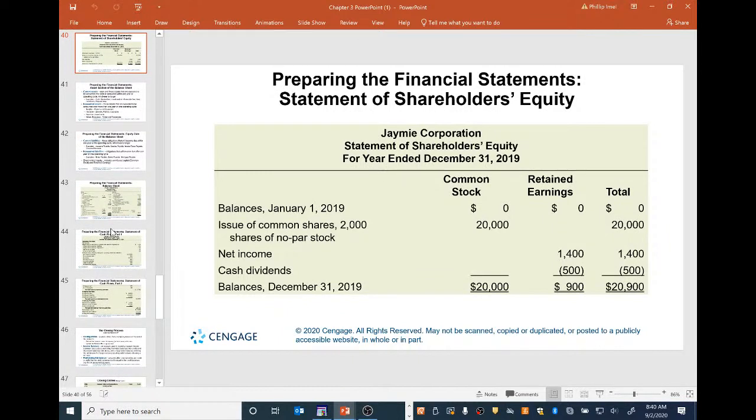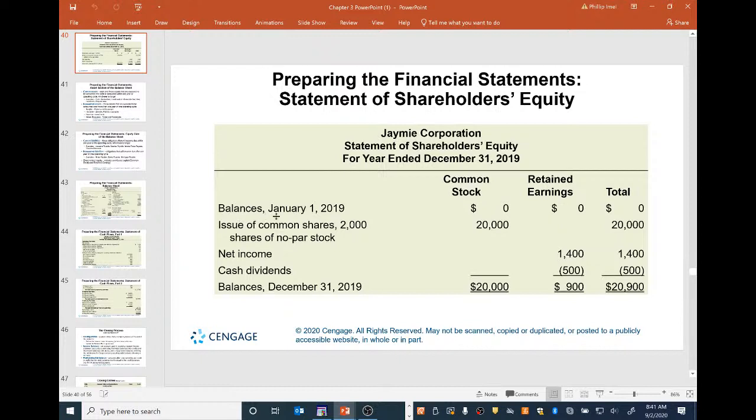Okay, preparing the financial statements a little more. Statement of shareholders' equity. So once again, Jamie Corporation. You got the name of the corporation up top here. Statement of shareholders' equity is telling the name of the financial statement. And then once again, this is for the year ended December 31st, 2019. So it's for a period, okay?